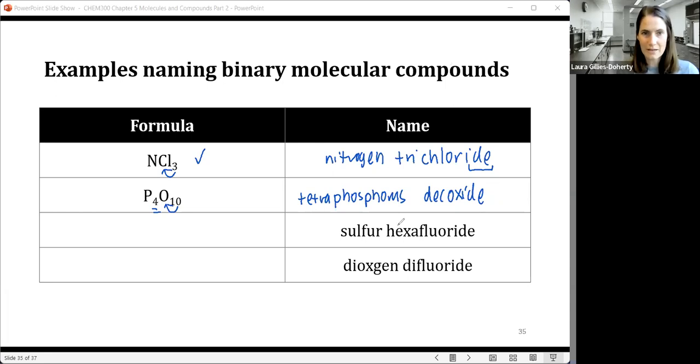Okay, let's go from a name backwards to the formula. So we have sulfur hexafluoride. So there's no prefix in front of sulfur, so that means we just have one of them. And then hexa means 6, and that's attached to the fluoride, so SF6. Next one, we have dioxygen. So the di goes with the oxygen, so O2. And then difluoride, F2.